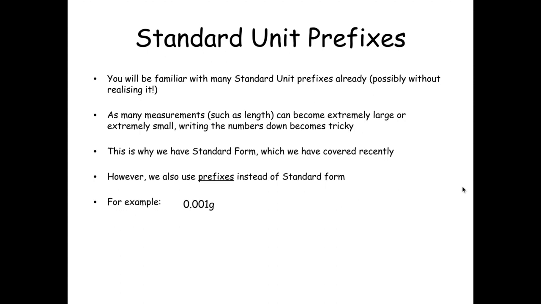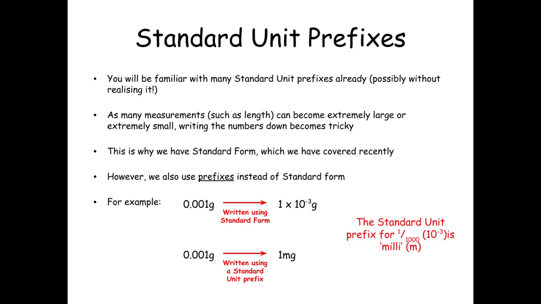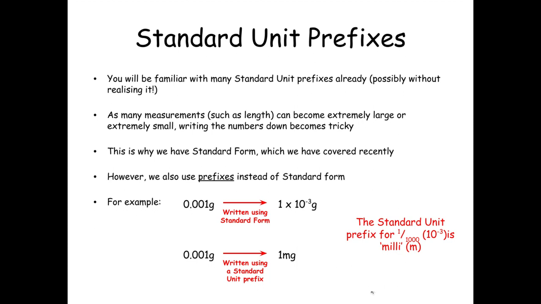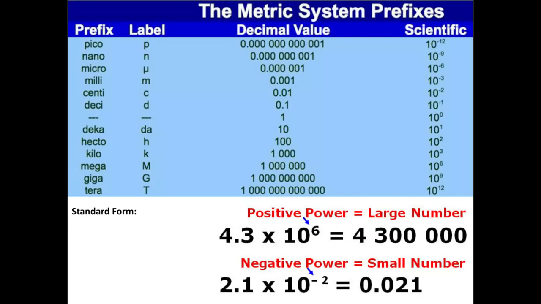So here is the example, 0.001 grams. If we write it in standard form, we get 1 times 10 to the minus 3 grams. Or if we write it with a prefix, we get milligrams, okay? So the standard form times 10 to the minus 3 is milli. Now if I go on to the next slide, there's a huge load of prefixes, and we can see how they go between standard form, the actual number itself, and the prefixes. Now there's no reason you need to learn all of these, but it is worth having a look at them.